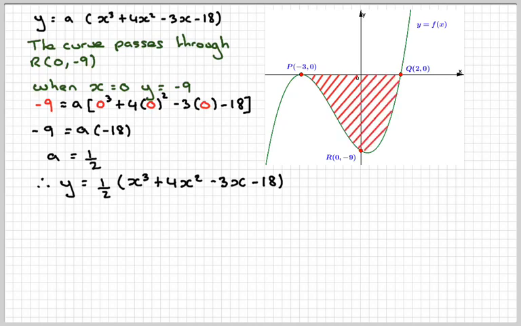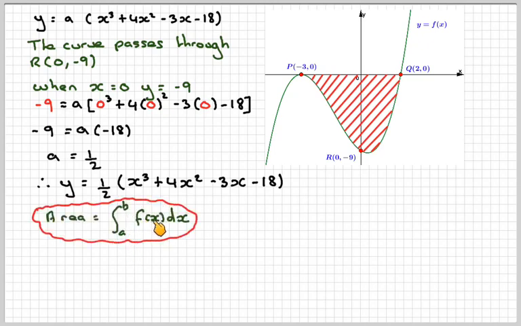Right, now the area that we need to find is the area enclosed by the curve and the x-axis, so it's going to be this. So to find area, we integrate from a to b of the function dx. Make sure you're using the correct notation. So our area is going to be a half of the integral from -3 to 2 of x cubed plus 4x squared minus 3x minus 18 dx. Now the half, because it's a constant, you can just take it outside of the integral sign.